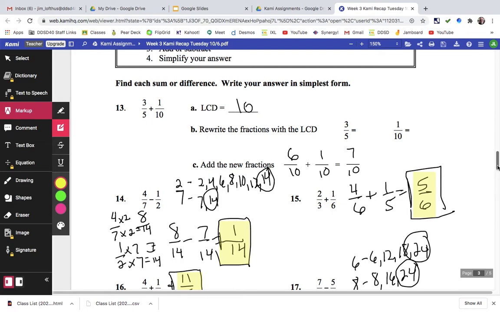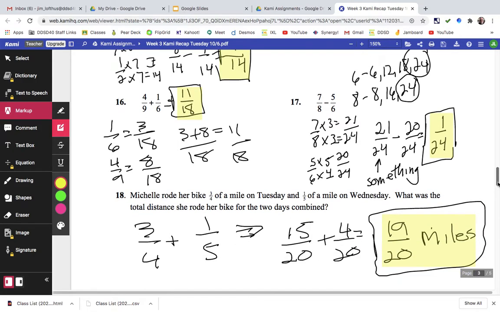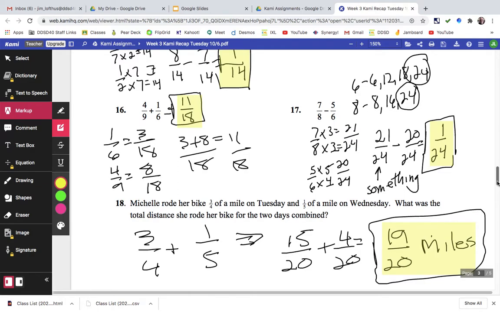I'm going to move down to 16 and 17, which are 11/18 and 1/24. And actually down a little bit farther, the answer to 18 is 19/20 miles, and I want to put miles in there as a unit because the question is what was the total distance, not what, and 19/20 is not a distance, but 19/20 miles is a distance. It's almost a mile.